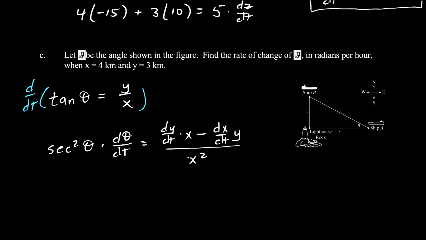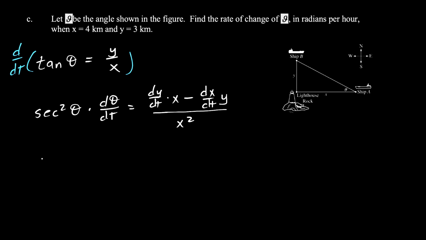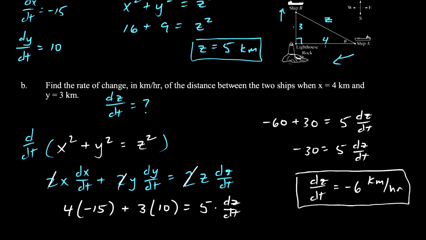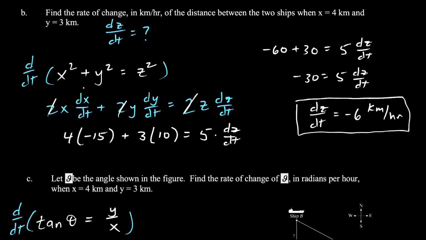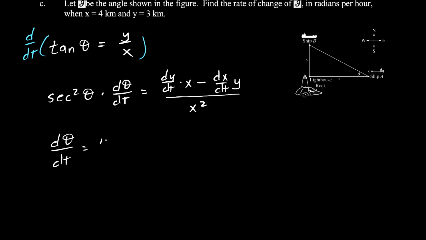And simplifying this a little bit, we could just go ahead and write d theta/dt is equal to, and we'll start to plug in. We knew dy/dt at that time, if we just scooch up a bit just to make sure, dy/dt was equal to 10. So we have 10 times our x value, which is 4, minus our dx/dt, which was negative 15, times our y value, which was 3, all over the x value squared. So we're going to have 16 times, and when we divide by secant squared, that's going to be the same as multiplying by cosine squared of theta.